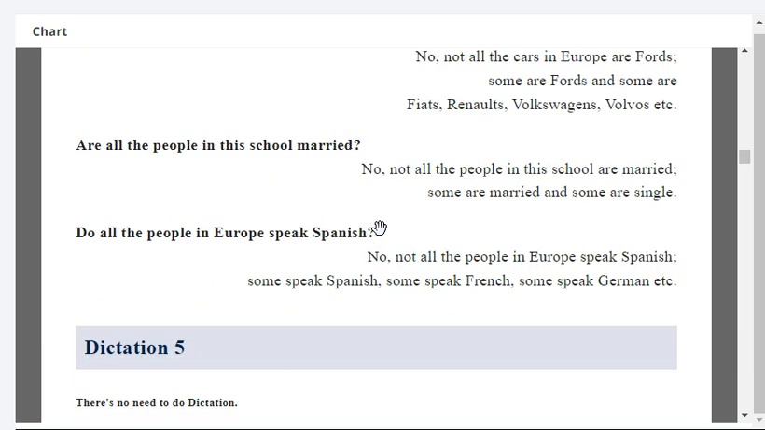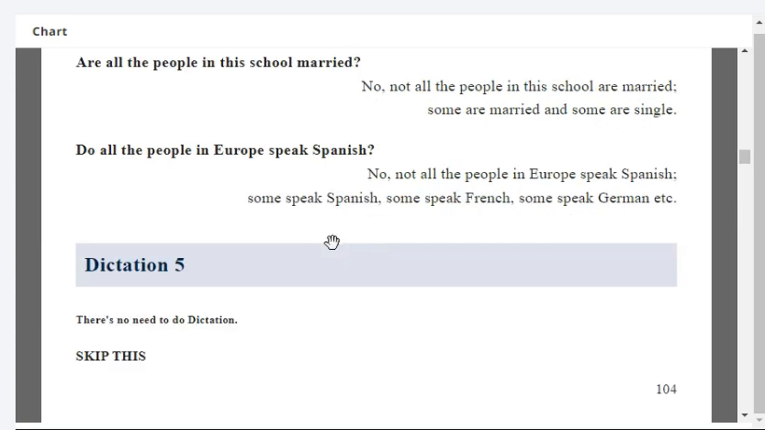Very good. Are all the people in your school married? No, not all the people in this school are married. Some are married and some are single.